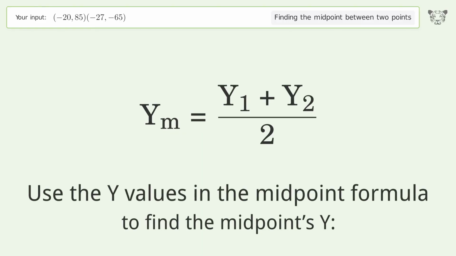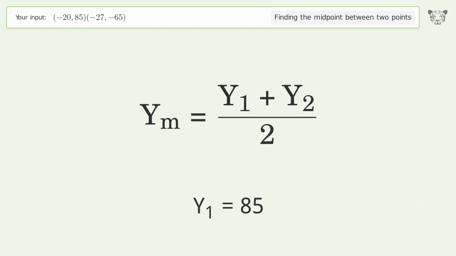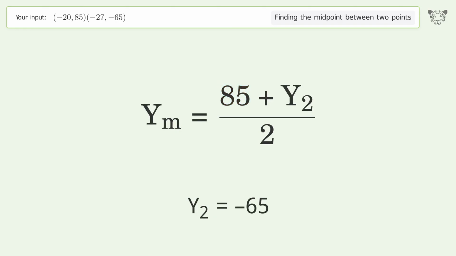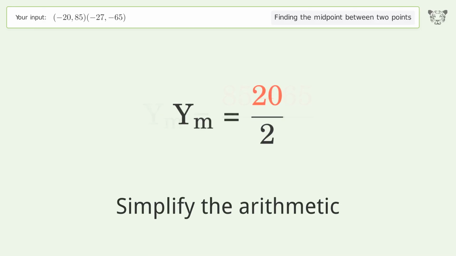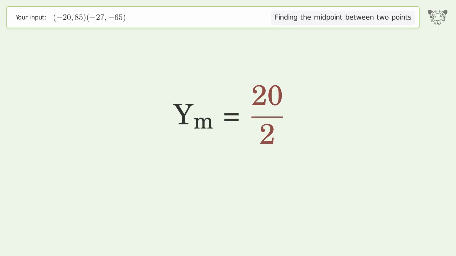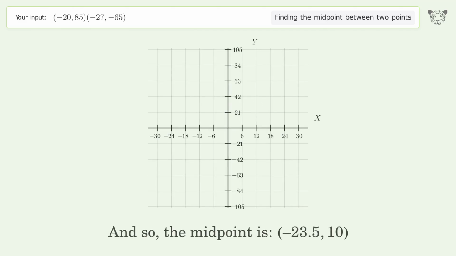Use the y values in the midpoint formula to find the midpoint's y. y1 equals 85. y2 equals negative 65. Simplify the arithmetic. And so, the midpoint is negative 23.5, 10.